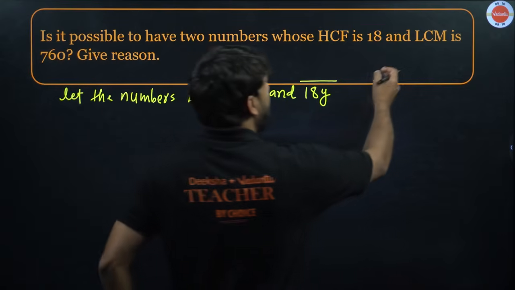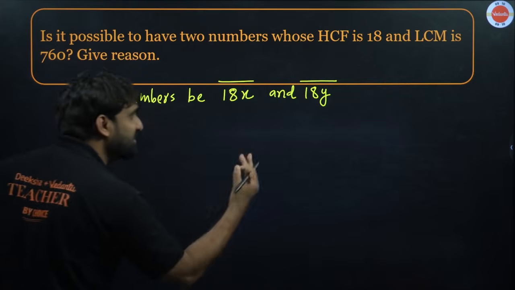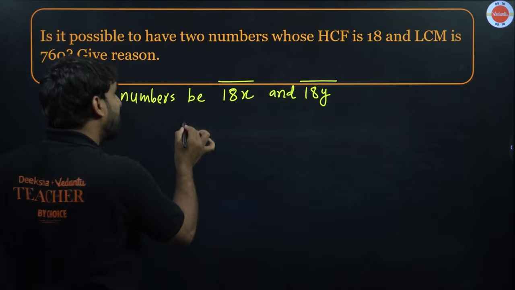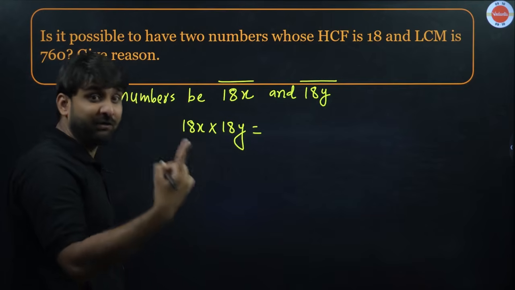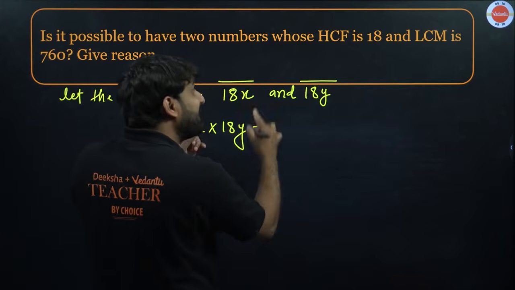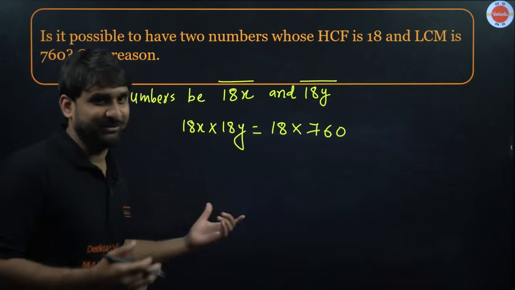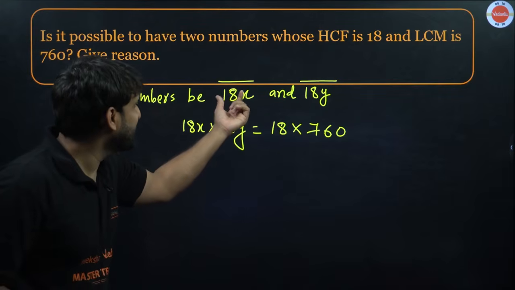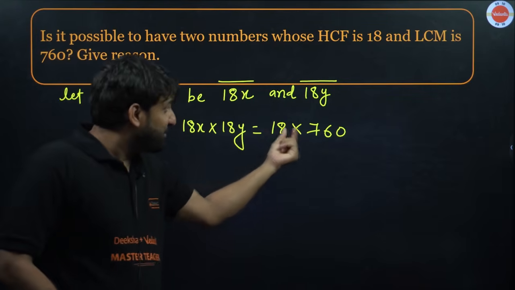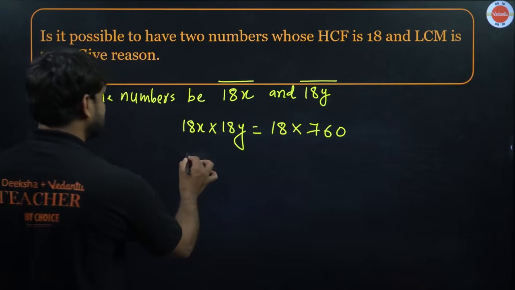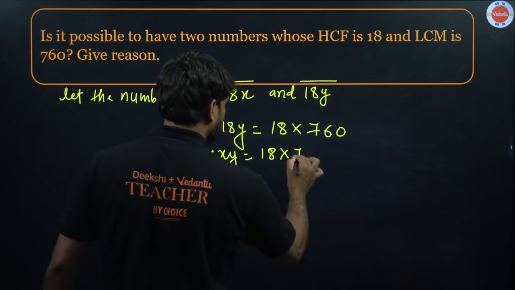Okay. Now their LCM is 760. My dear champion, just imagine if we have assumed these are the numbers. So the product of numbers will be equal to the product of their HCF and their LCM. We have this formula. If we have assumed this is the number 18x and 18y, we can write this formula. The product of the numbers itself is equal to the product of their HCF and LCM. Now, can we take 18 common? So 18 into xy is equal to 18 into 760.